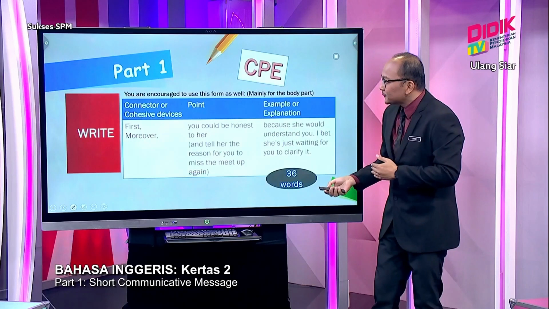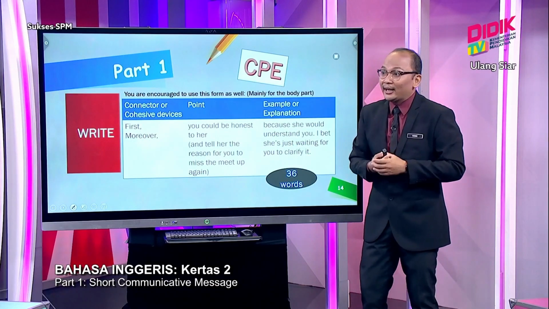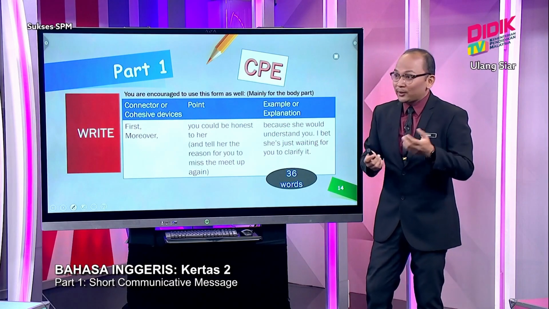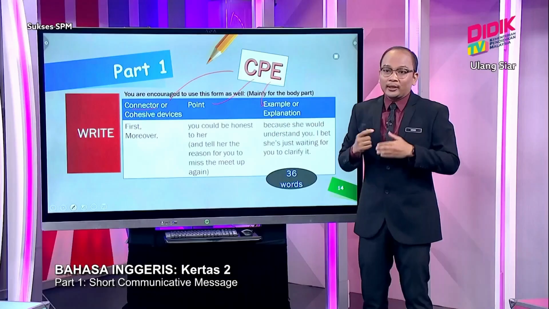And how can we actually write? This is also one of the techniques that I like to introduce to our students. Try to use CPE. It's an acronym: C is for connectors or cohesive devices, P is for point, and E is for example or explanation. Students out there, you are encouraged to use this form as well, mainly for the body part.